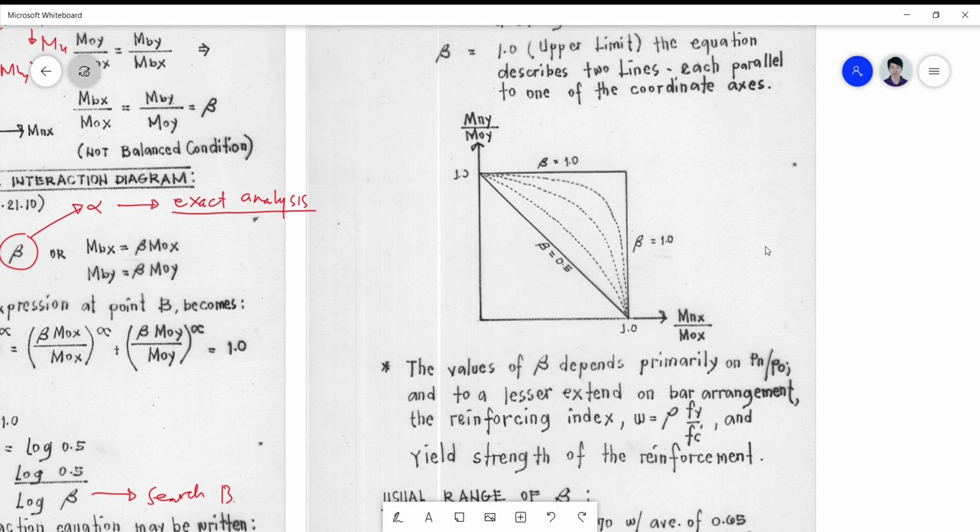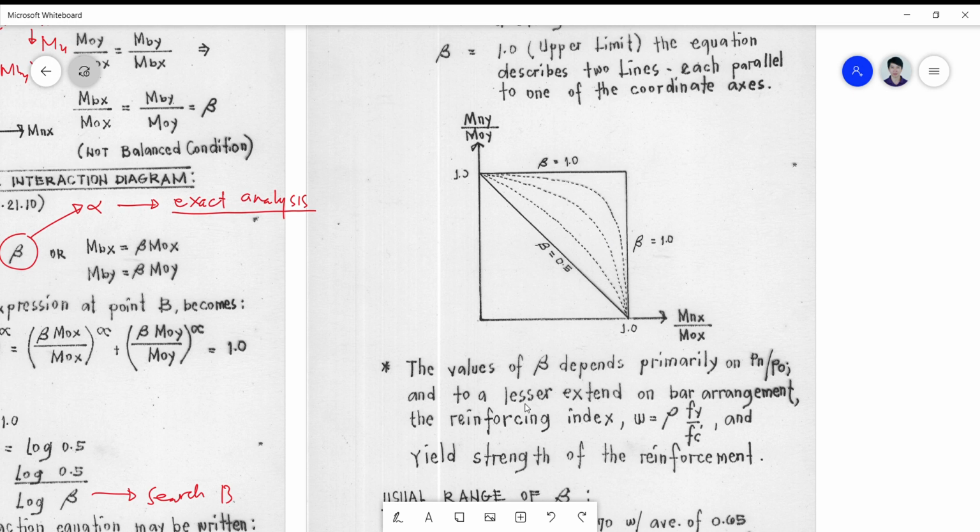So the values of beta depend primarily on Pn over Po and to a lesser extent on bar arrangement. So these are the things that you need to connect with such: the ratio of your Pn and Po. Again, what is your Pn? Pn is the nominal actual load capacity, while Po is the Bressler capacity, the approximate capacity given by this load contour.